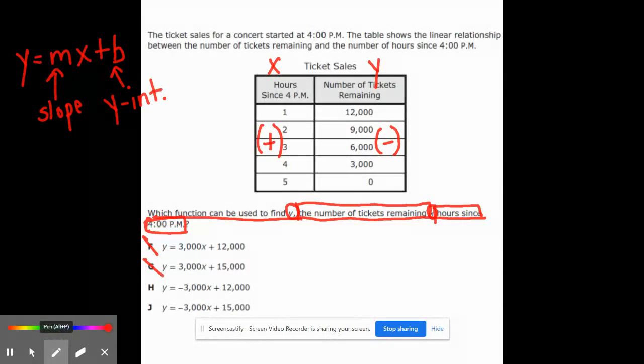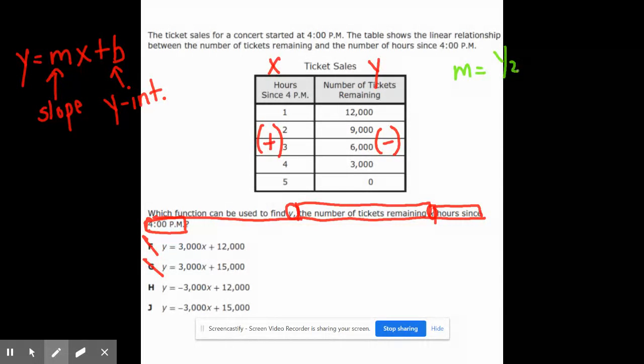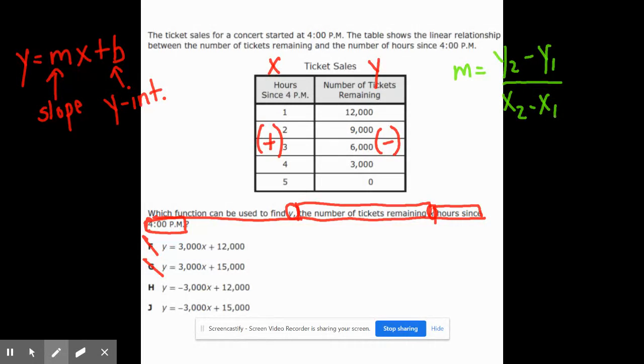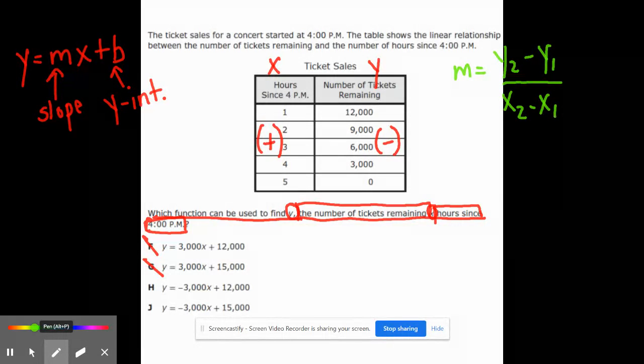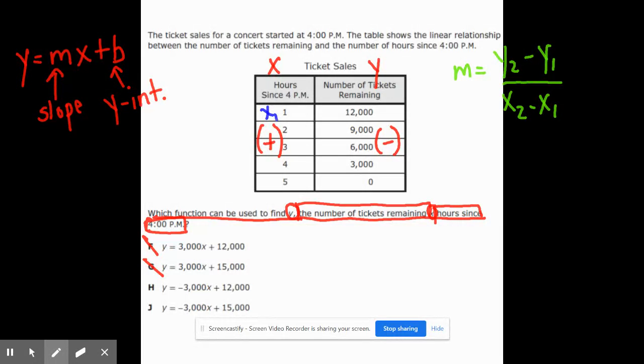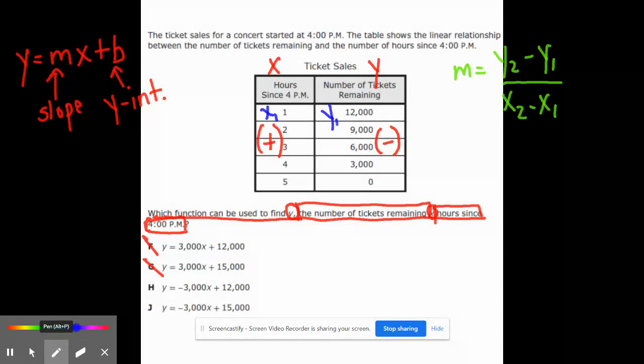To find our slope, let's write out our slope formula, and we'll do that in our green. m equals y2 minus y1 over x2 minus x1. All right, so we have our formula. Let's go ahead and pick our points. I'm just going to use the first two. We'll label 1 as x1, which would make 12,000 y1. And then let's make 2 x2, and 9,000 will be y2.